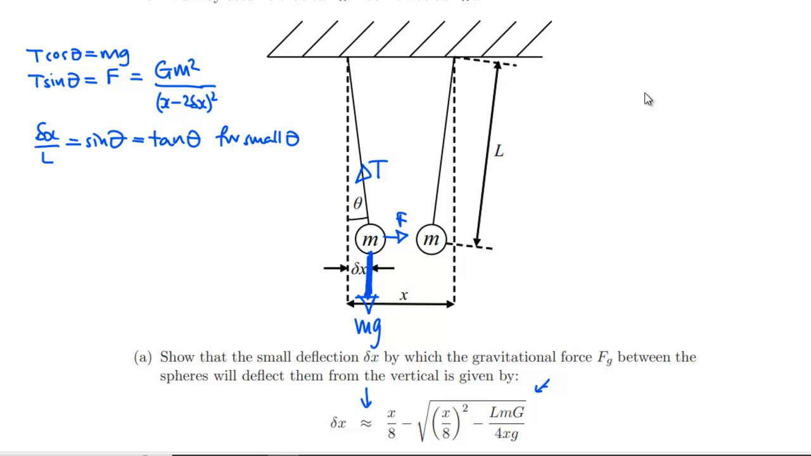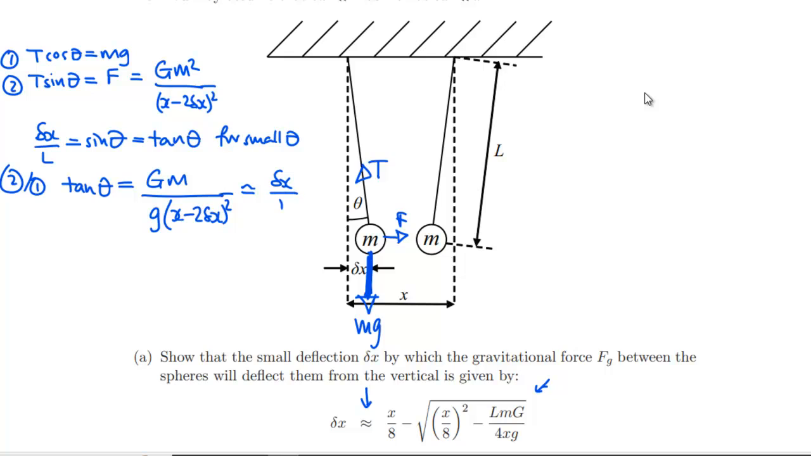So let's create a tan then, seeing as we're saying that's much like sine. So we can divide the second one by the first one. If that's our second equation, that's our first one, we do 2 divided by 1. That's going to give us that tan theta is going to be equal to Gm, because one of those m's will cancel, over g, little g, x minus 2 delta x all squared. And that is going to be roughly equal to sine theta, which is delta x over L.